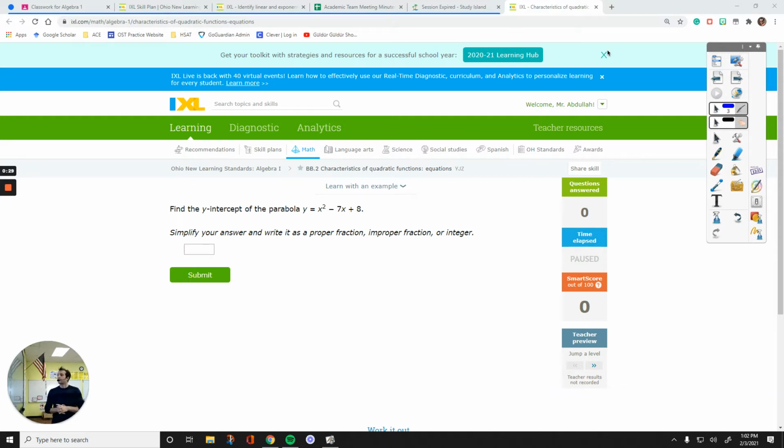We are working on IXL Algebra 1 BB.2 Characteristics of quadratic equations or functions. The first question is about the y-intercept. The y-intercept is easiest to find because all you have to do is plug in 0 for x. Replace the x with 0 and then solve the equation for y.